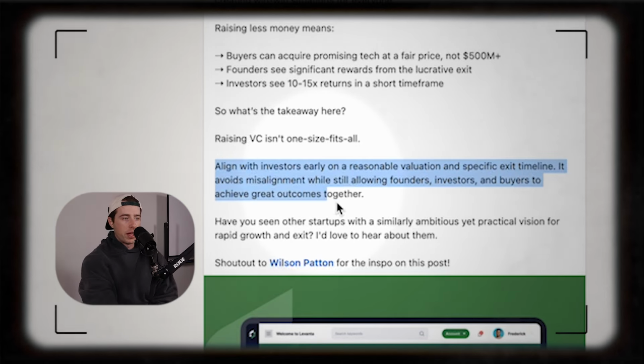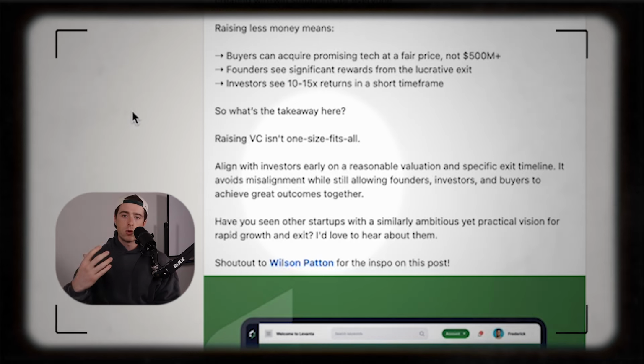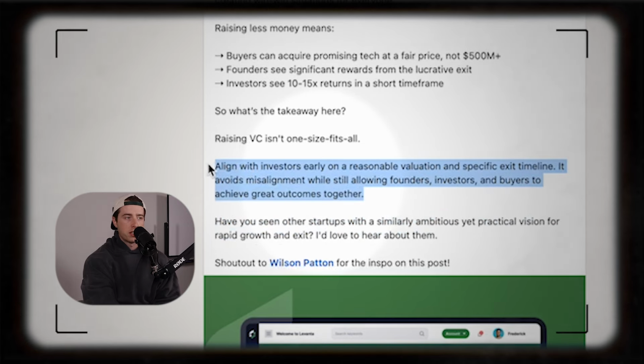If we look at this line here, "align with investors early on a reasonable valuation, a specific exit timeline, it avoids misalignment while still allowing founders, investors, and buyers to achieve great outcomes together." This naturally ties up everything that was discussed in this post into a nice soft landing. It doesn't feel abrupt. It doesn't feel forced. And then if you want, like Josh did here, you can add a call to action as a question, or you can just end with a nice natural conclusion.